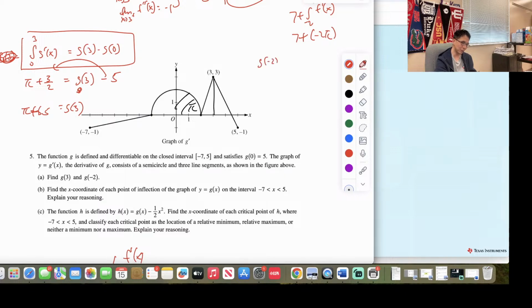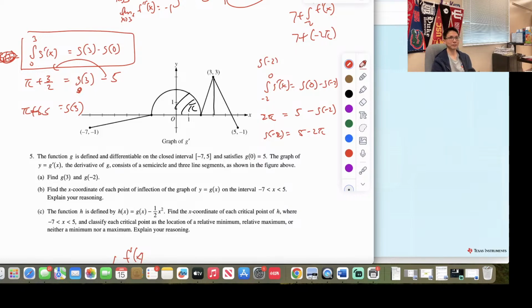And G of negative 2, again, is going to be, if I say negative 2 to 0, if that's better for you, that's fine. I honestly don't really care. So that's going to be G of 0 minus G of negative 2. From negative 2 to 0, I believe it's 2 pi, because that's 2 quarter circles with a radius of 2, is equal to G of 0, which is 5, minus G of negative 2. So then G of negative 2 is equal to what? 5 minus 2 pi. Does that make sense?